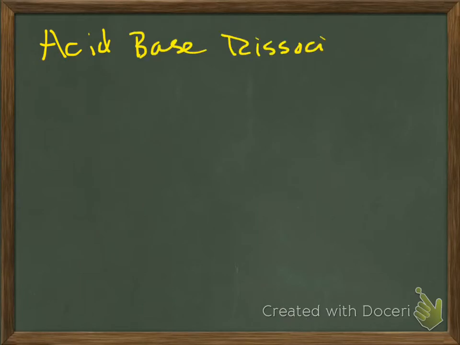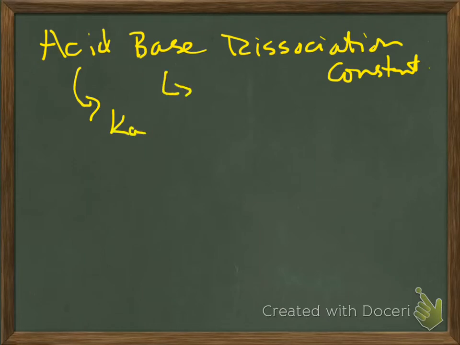Okay, we're going to talk about acid-base dissociation constants. Dissociation constants. Okay, and for an acid that would be a Ka, for a base it would be a Kb. It always helps me to first write the reaction.